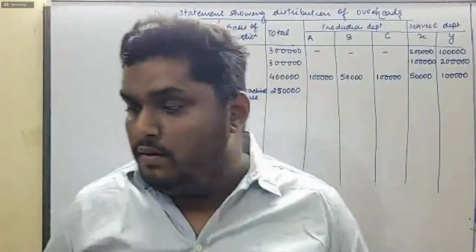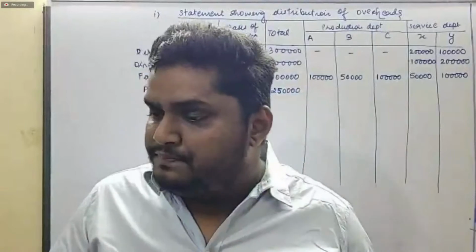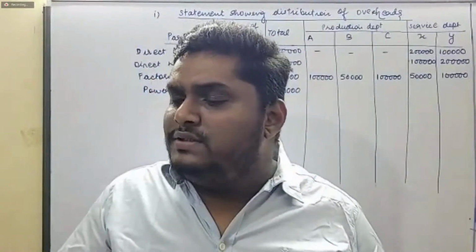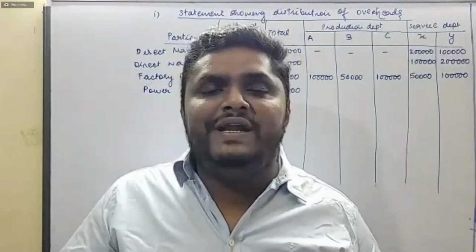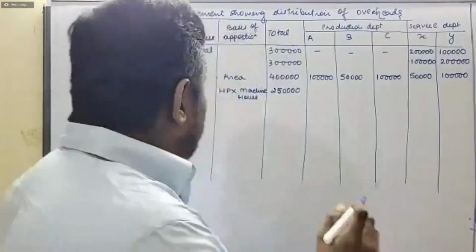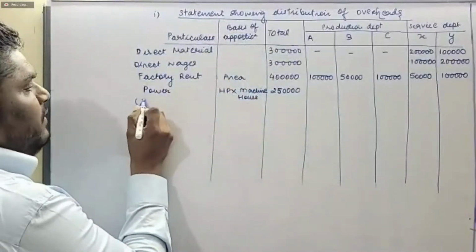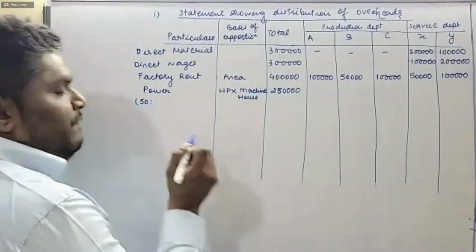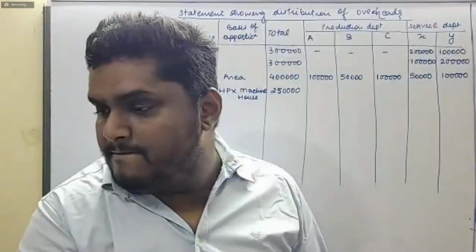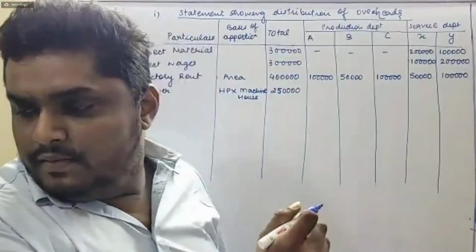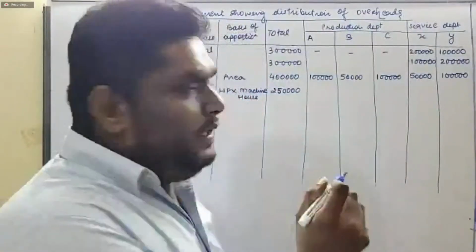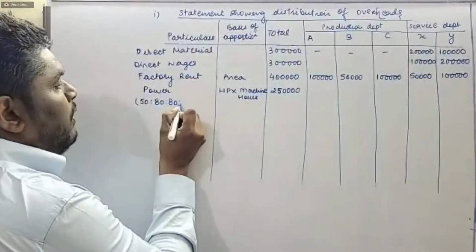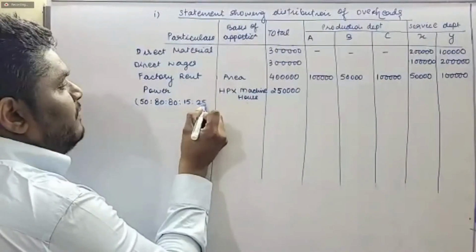So herein, 50 into 1,000, that is 50,000, 80,000, 80,000, 15,000 and 25,000. This will be the ratio. So the ratio will be 50 is to 80 is to 80 is to 15 is to 25.